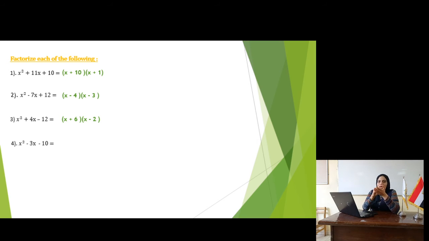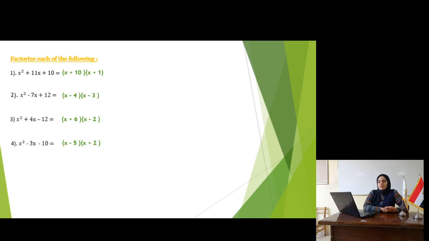Which one will we take? We will take the one which makes the difference between them 3. Of course, all of us here, we will choose 5 and 2. So we have 5 and 2. What about the sign? If we have the third term negative, so we will drop the sign of the middle into the greater one. So we will put negative with number 5.